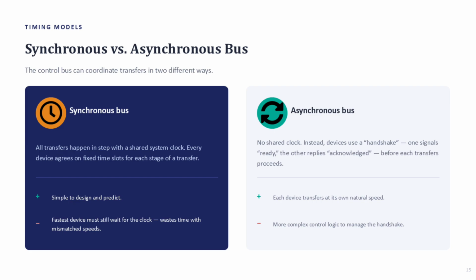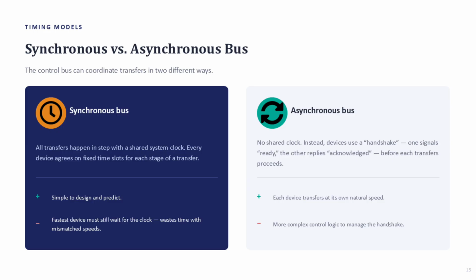Let's begin with the synchronous approach. Imagine a group of dancers performing on a stage. Every moment is synchronized with the beat of the music. No one moves independently. Everyone follows the same rhythm. A synchronous bus works in exactly this way. Every device shares a common system clock. The clock acts like a metronome, creating regular timing pulses. Each stage of communication happens according to these clock pulses.